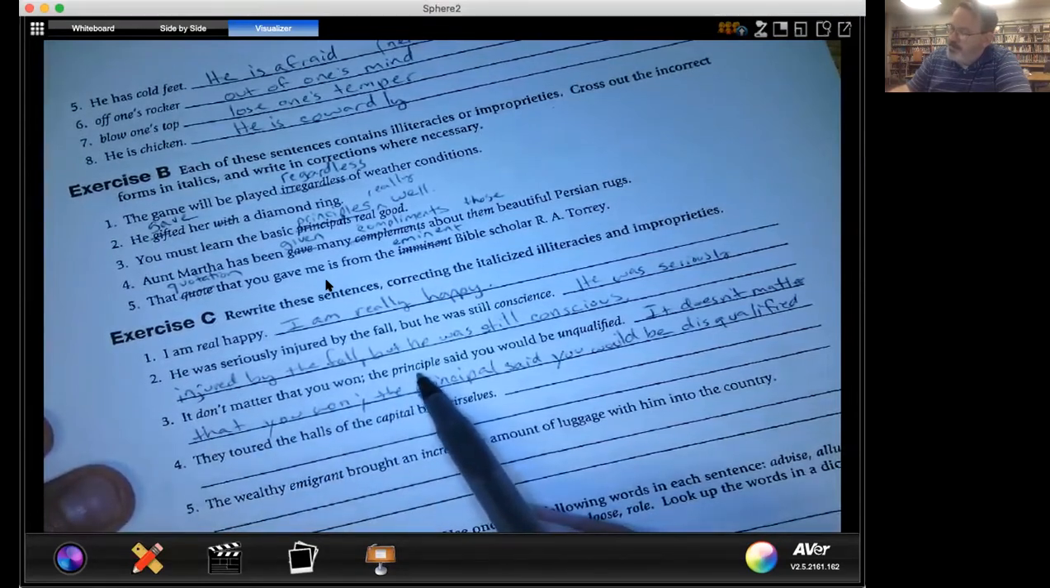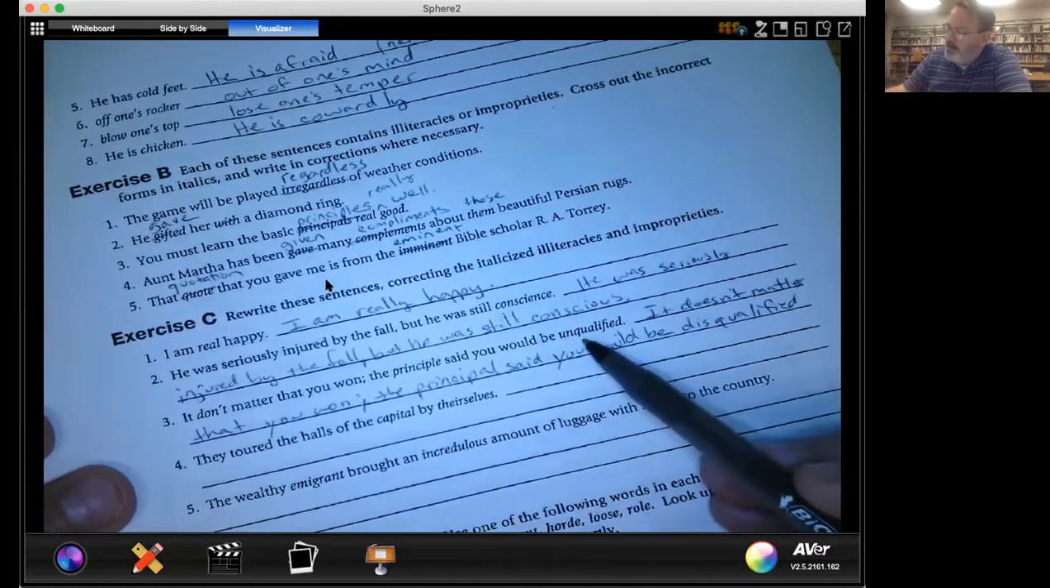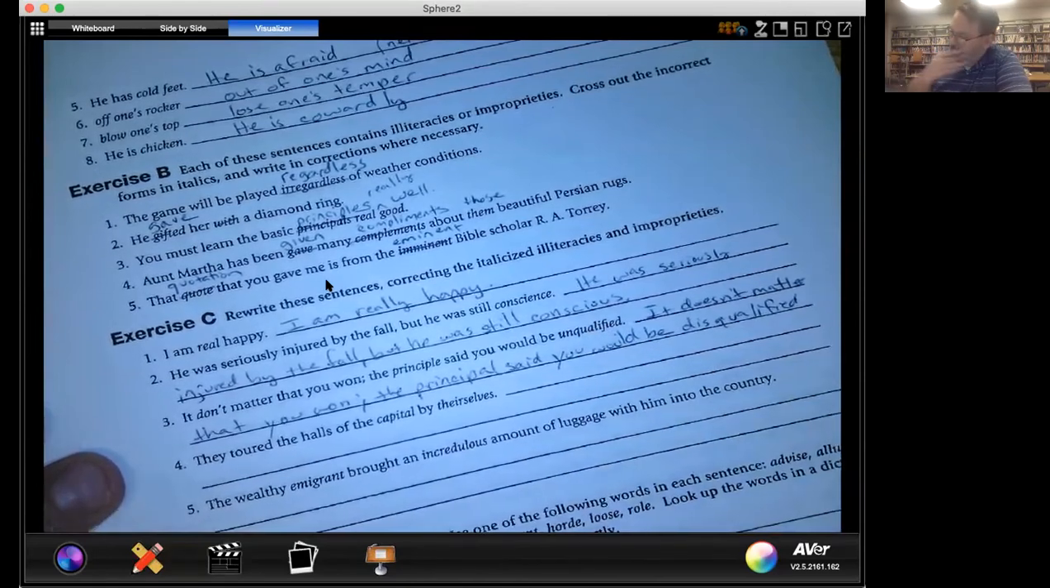"The principal, this is an impropriety as well, said you would be unqualified." That is an illiteracy because disqualified is the appropriate word. Unqualified is not a word.